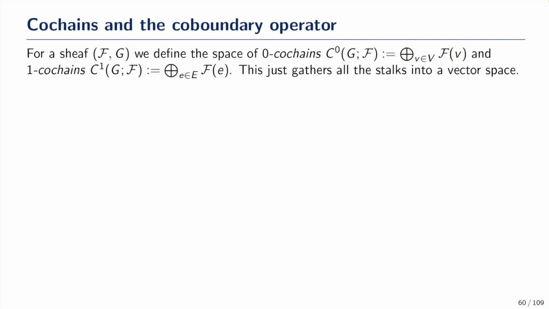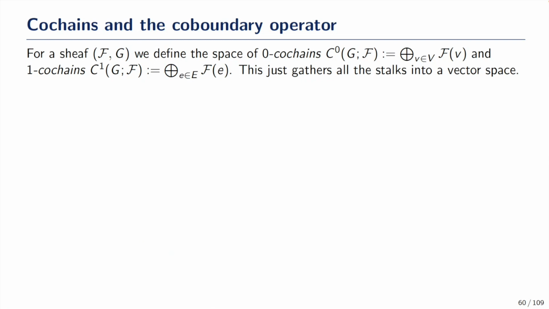So let's now start using this and actually do some machine learning with it. We can have this space of what's called cochains. Essentially, you take all the vector spaces of all the nodes and put them together in a bigger vector space. We want to talk about all these vector spaces of the nodes in a single object. This is called the space of zero cochains, basically the direct sum of all these vector spaces.